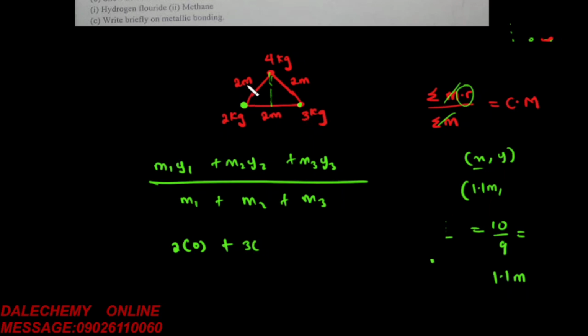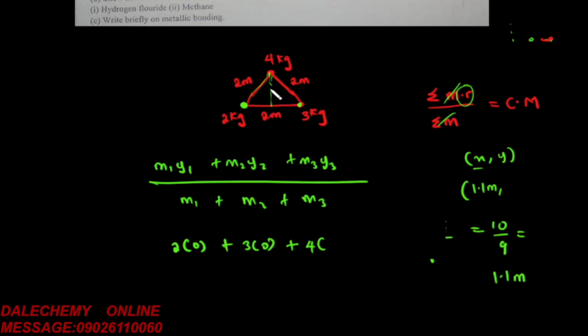Then its distance above this reference point along the y-axis is 0 as well, because it is exactly at that reference point. It's not at a distance up from this reference point. Now plus 4, which is the third mass, times its distance on the y-axis from the reference point. But mind you, it won't be 2 meters. The 2 meters is for the slant height. For this vertical height, you have to calculate it.